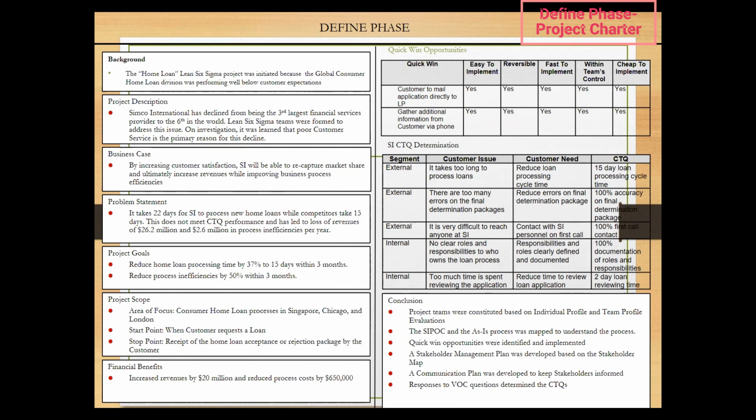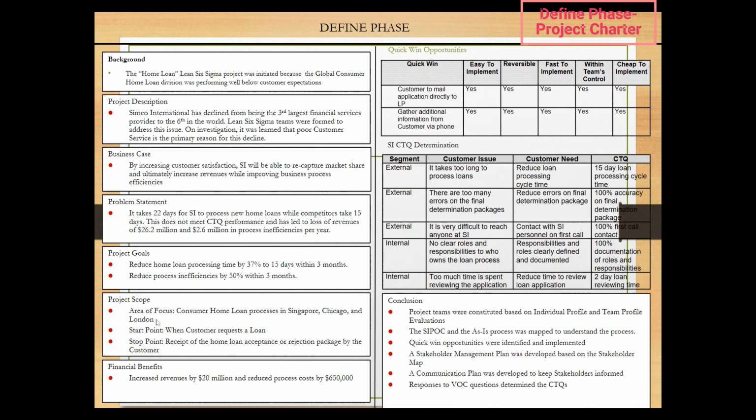Very specific, right? Reduce process inefficiency, because there are two problems here. One is the lead time: the more lead time it is taking, 22 days, whereas a competitor is taking only 15 days. So at least that baseline we are going to achieve in 3 months, and then reduce the process inefficiency by 50 percent within 3 months.